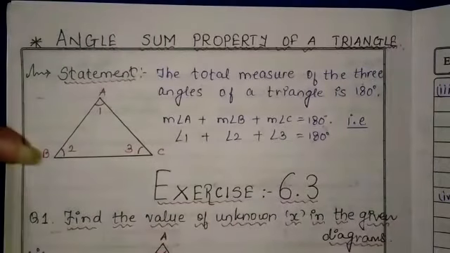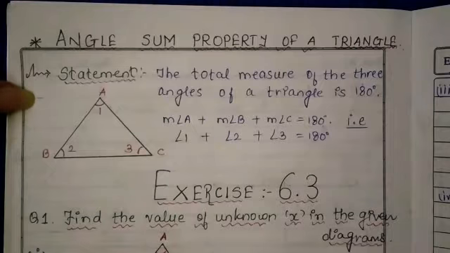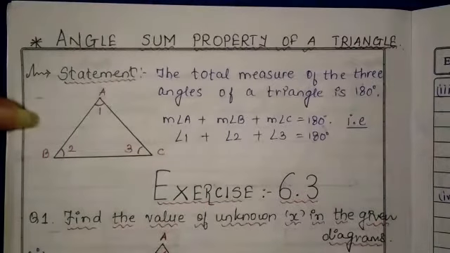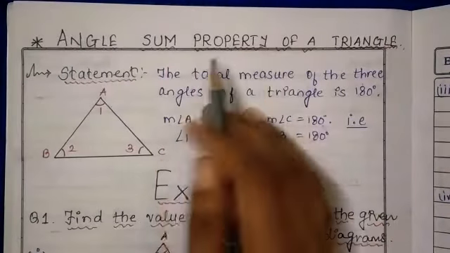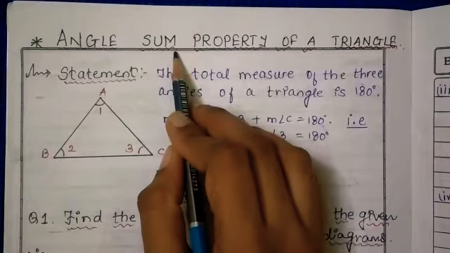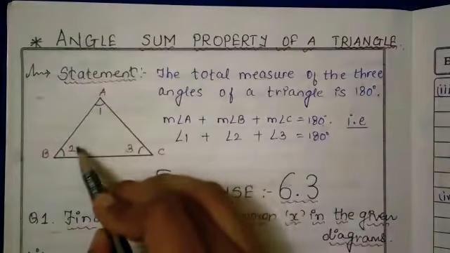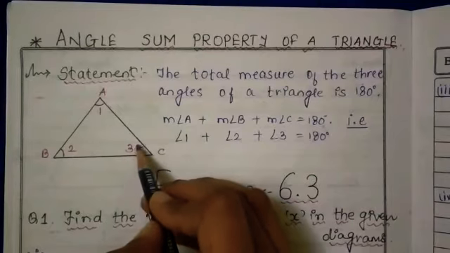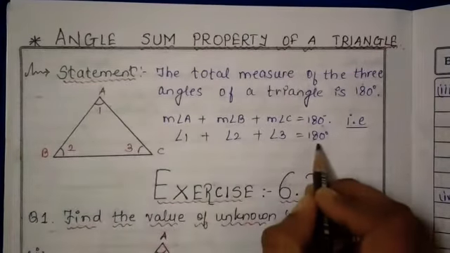Okay, so before this we studied about the exterior angle property of triangle. Now this is the angle sum property. This is also known as angle sum property of a triangle. So sum in the sense addition, we all are familiar with this term. Now angle sum means what? We know that there are three angles present in the triangle. So whenever we add these three angles, the total will always be 180 degrees.